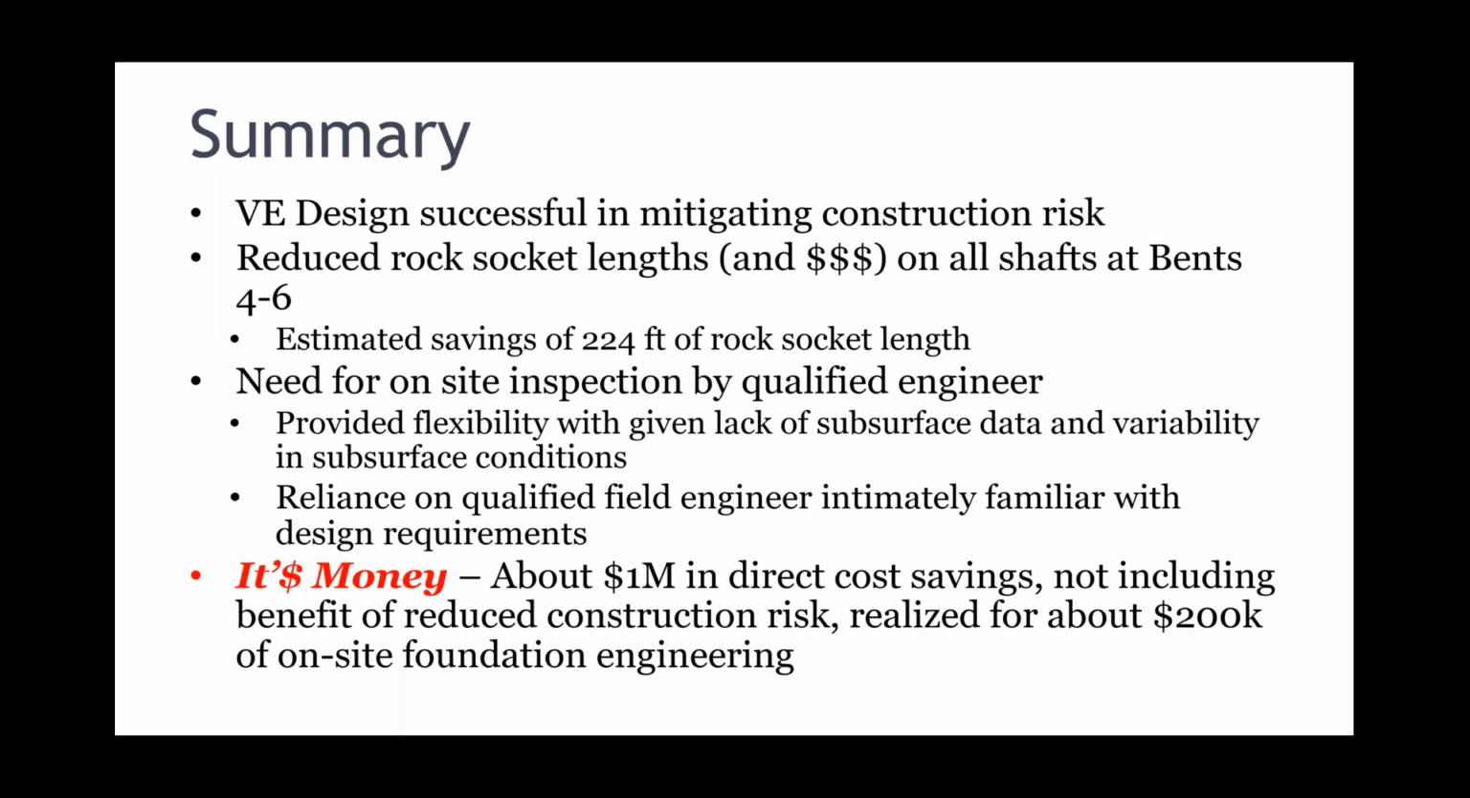It's money, we're getting back to that theme. About $1 million in direct cost savings from that 224 foot of rock socket reduction. And like Van said, that's not including the benefit of the reduced construction risk. It's tough to quantify. It's kind of a subjective scale for what is the dollar value of reduced construction risk, but it is real. And so that $1 million plus savings was realized for about 200 grand to have an on-site engineer out there, including travel expenses. So at a minimum, a delta of about 800 grand, certainly a big enough number to concern yourself with.